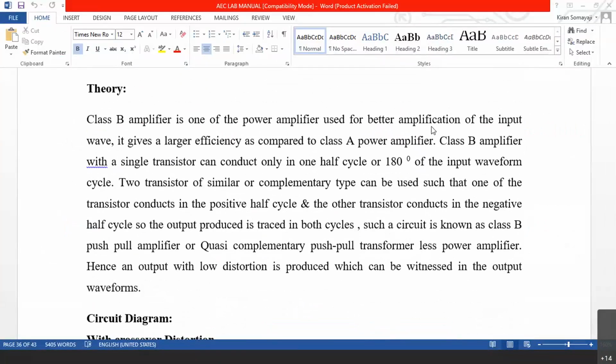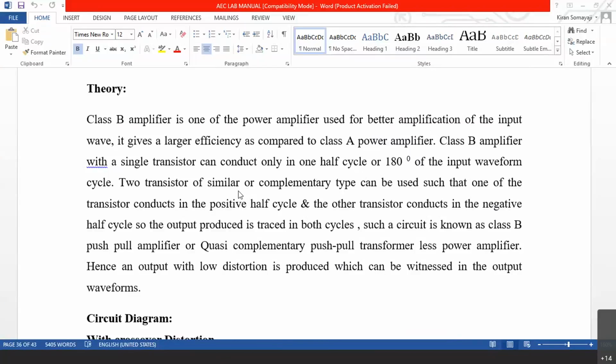In the theory class, you would have recalled whatever you have studied. Class A can have up to 50% of efficiency, whereas Class B can theoretically give up to 78.57% efficiency. So a Class B amplifier with a single transistor can conduct only in one half cycle or 180 degrees of the input waveform cycle.